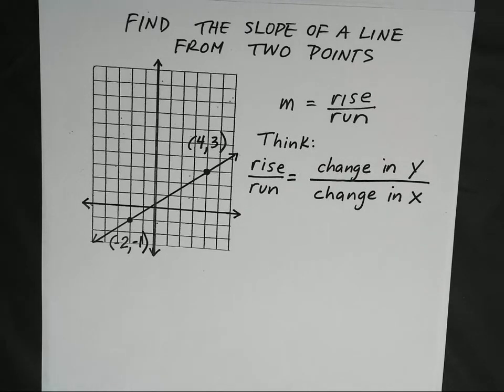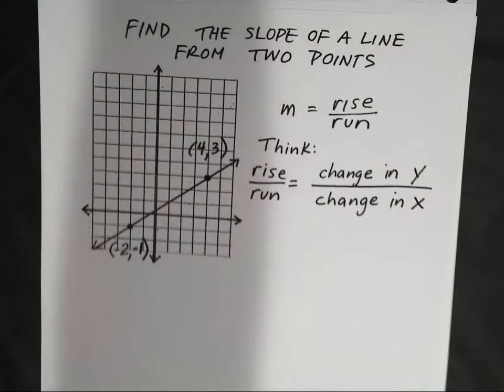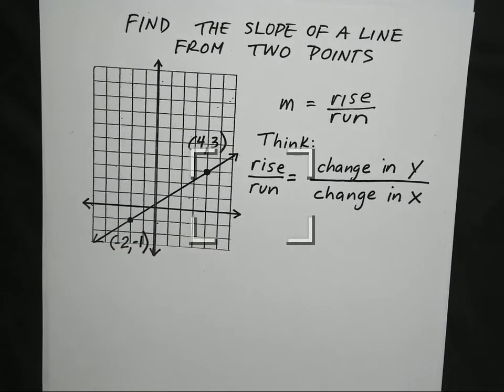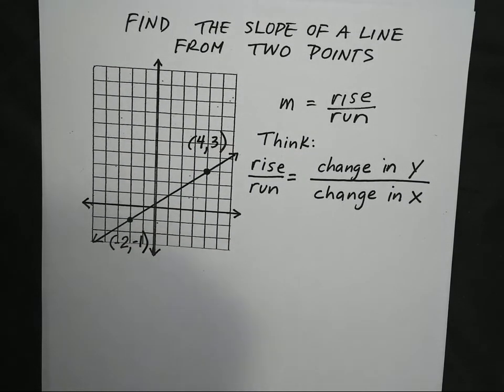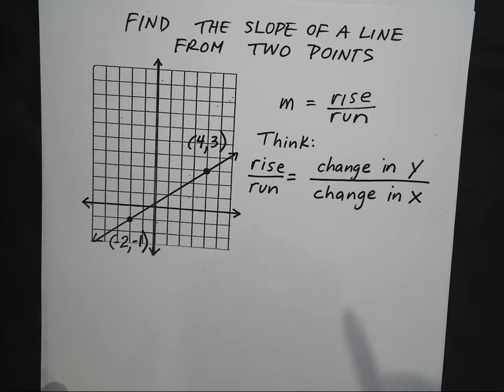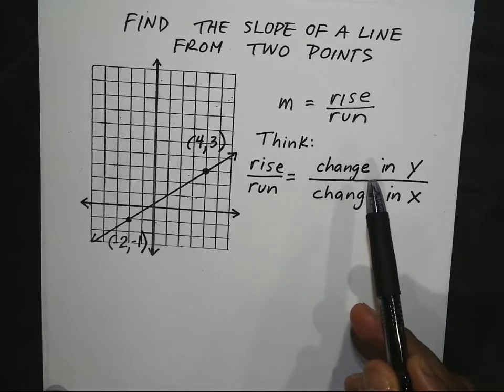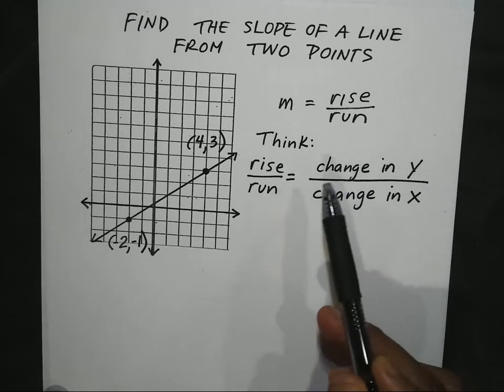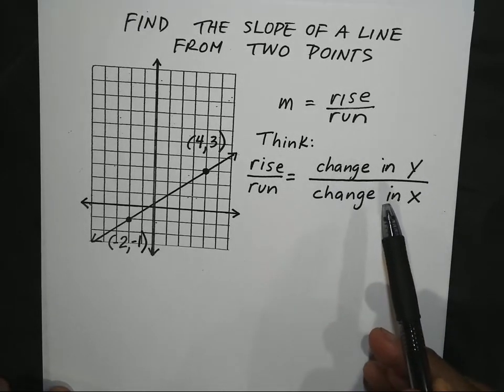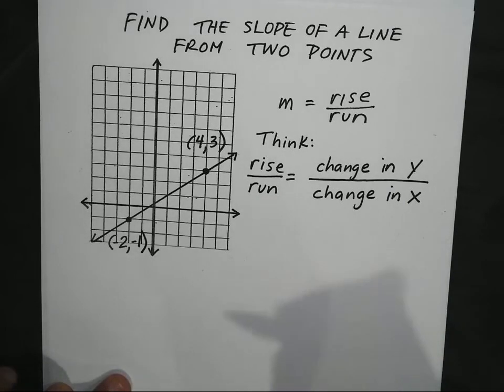We're going to talk about finding the slope of a line when you're given 2 points, but I want to connect it to finding the slope of a line when you have a graph. When we are trying to find the slope of a line from a graph, we use rise over run. When you have 2 points, it's related in the sense that rise is the same thing as the change in the y coordinates, and run is the change in the x coordinates.